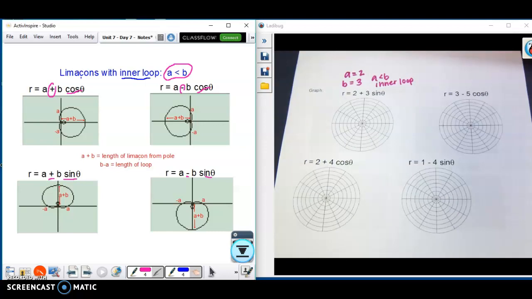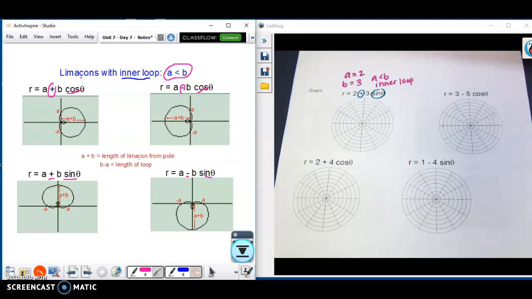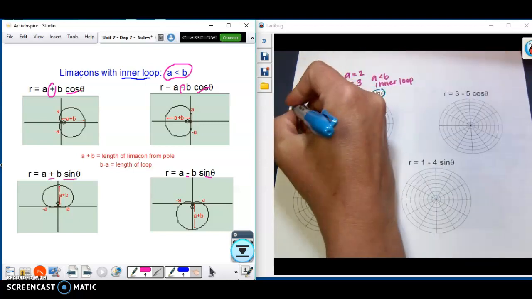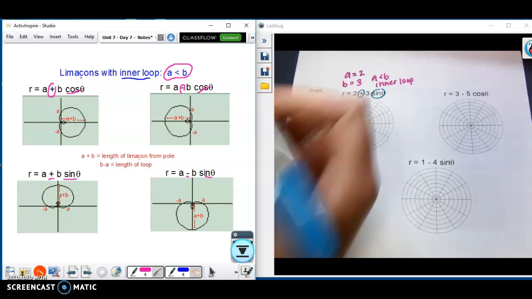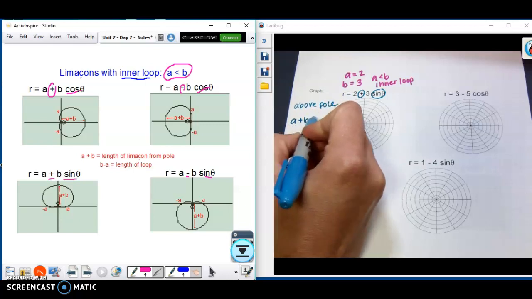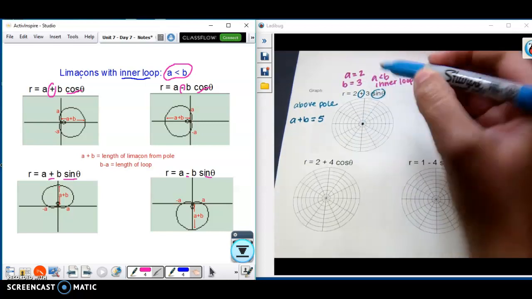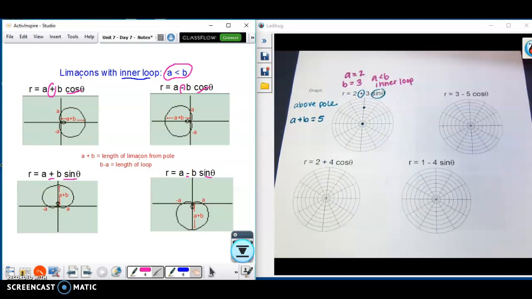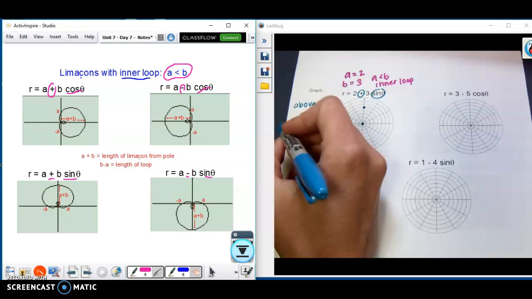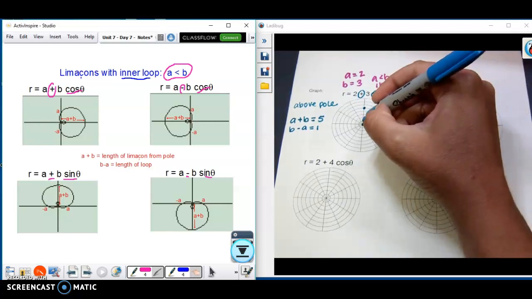Okay, so what do you need to do to get this? First thing, we need to notice that it's positive sine. Because it's positive sine, it's going to be above the pole. Alright, so what we're going to do, we need to add A plus B. So we're adding 2 plus 3, and that gives us 5. Because we're going to be above the pole, we're going to put 1 dot at the pole, and the other dot we're going to count up 5 spaces. Okay, to get where our loop is going to go, you're going to do B minus A, so 3 minus 2 will give you 1. So you're still going to go from the pole, but this time you're only going to go up 1 space.